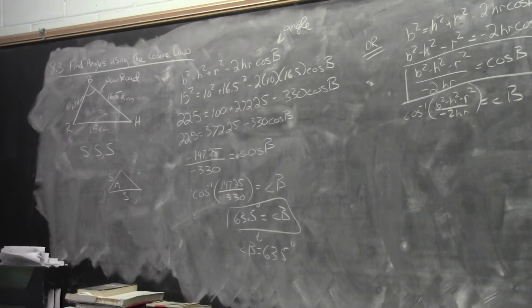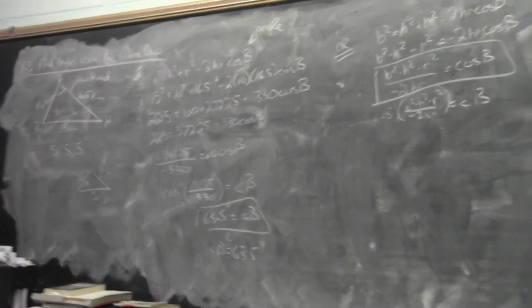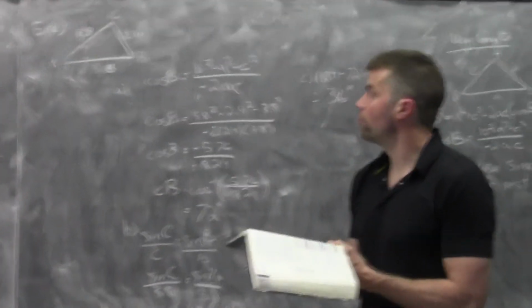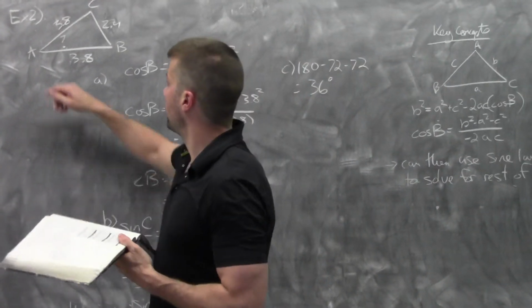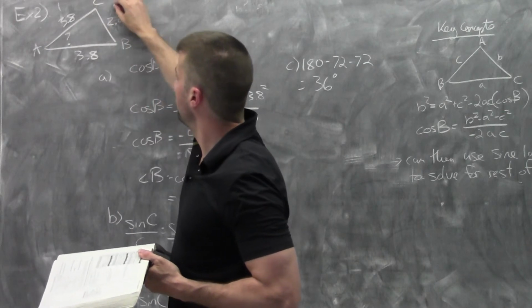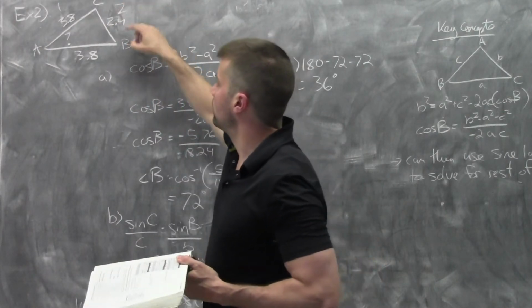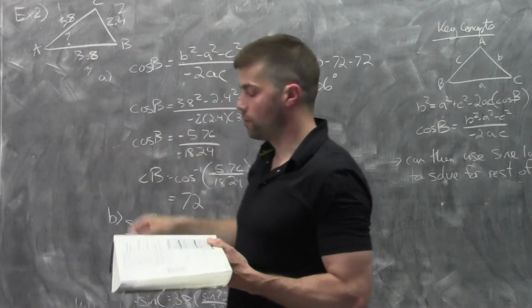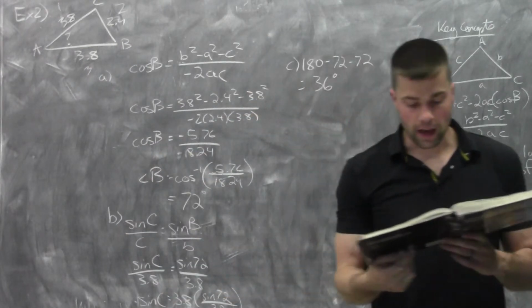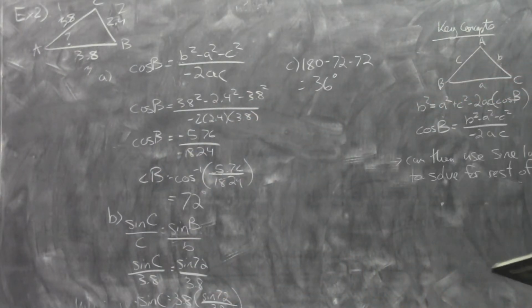Example number 2. It says runners in a 10K race follow a triangular course. The 3 legs of the race in order are 3.8, 2.4, and 3.8. So we head off from A. This is run 1. We go from C to B, run 2, and run 3, 3.8. Find the angle between the legs in each pair to the nearest degree.